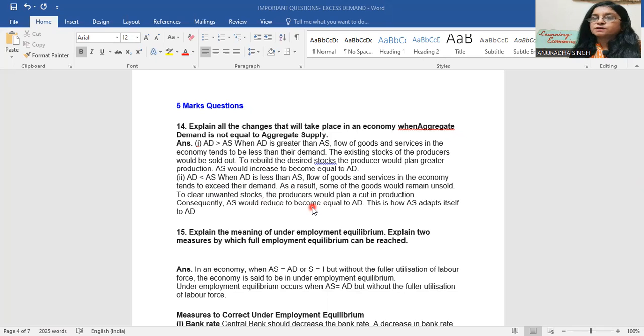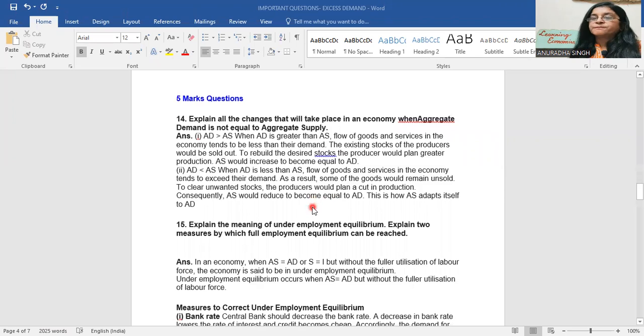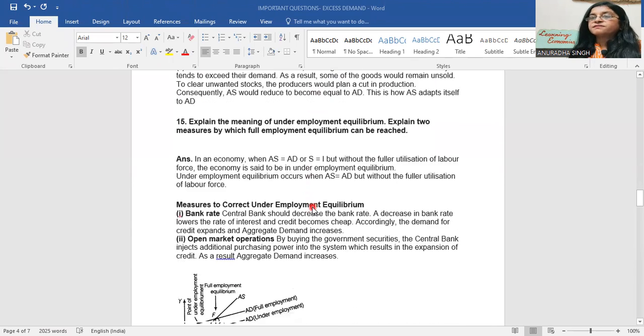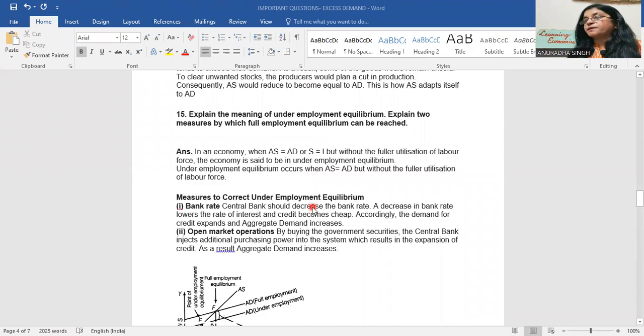And when goods will not be sold, the producer will stop producing goods. They will start removing their production units. They will stop producing the goods. They will be discouraged to produce more. This will happen. Now, the next question is given: explain the meaning of underemployment.